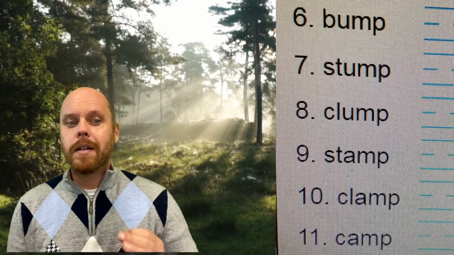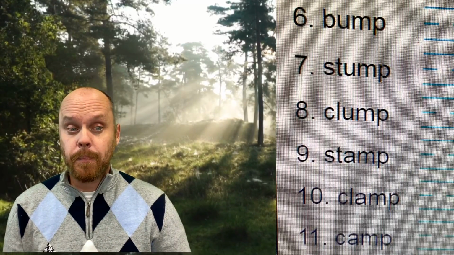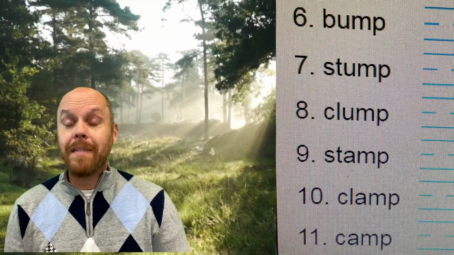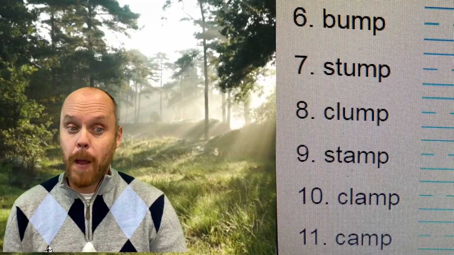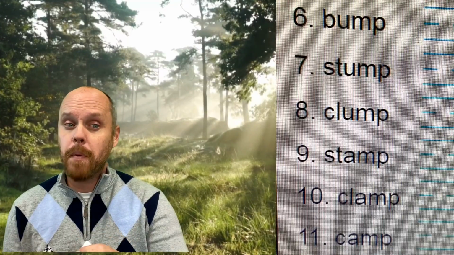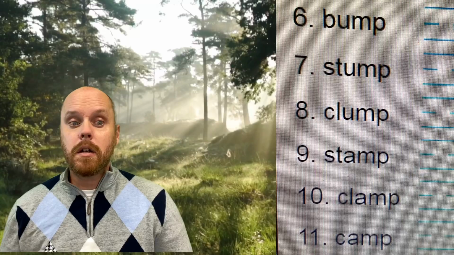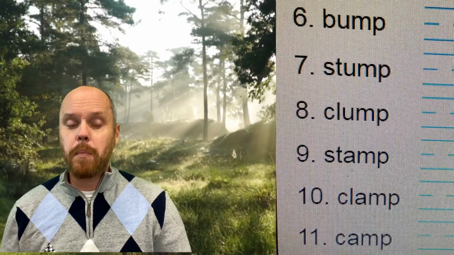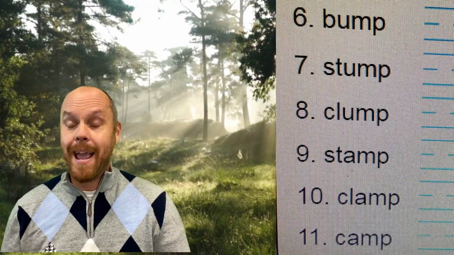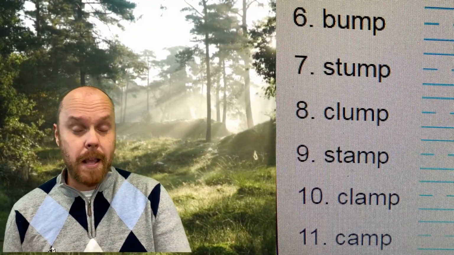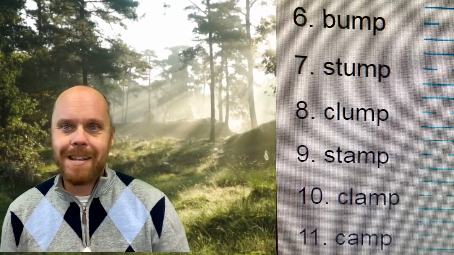We have stamp for number 9. Number 10 is clamp. Number 11 is camp. Okay, so there we have stamp, clamp, camp. So our pattern words this week are bump, stump, clump, stamp, clamp, camp. Those are great words to use in our writing, as they use that sound at the end of the word.